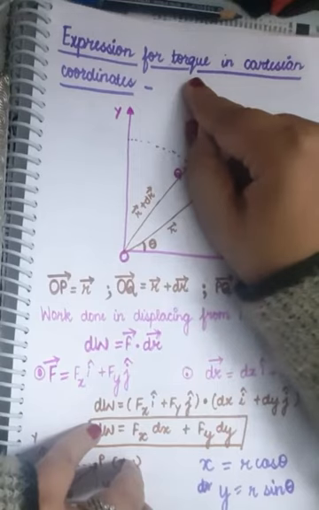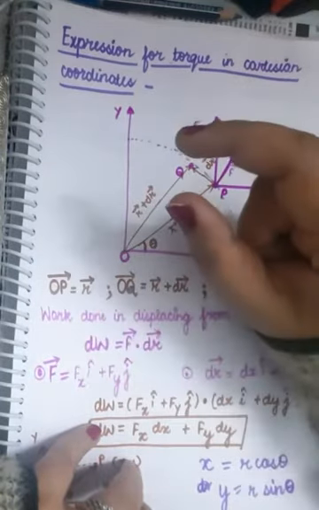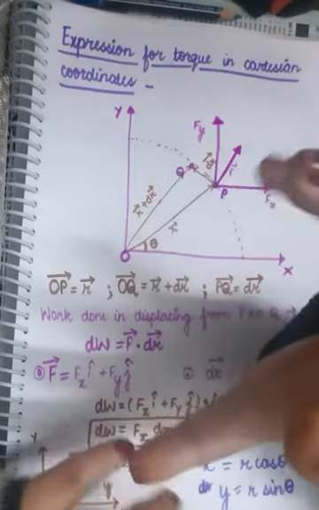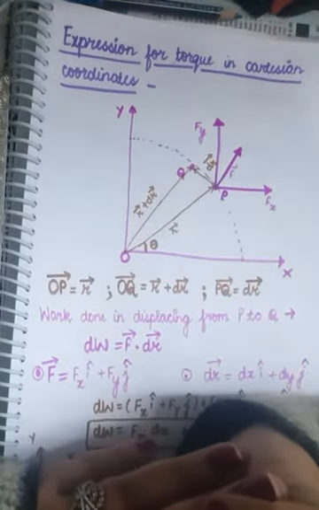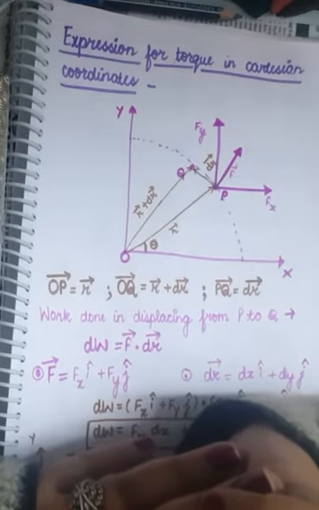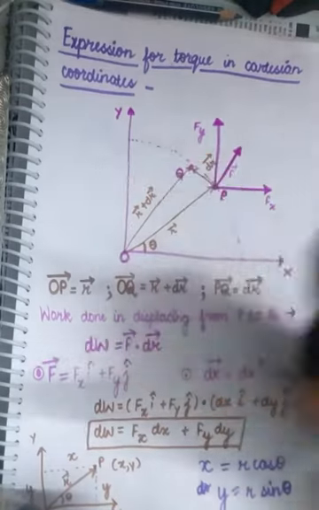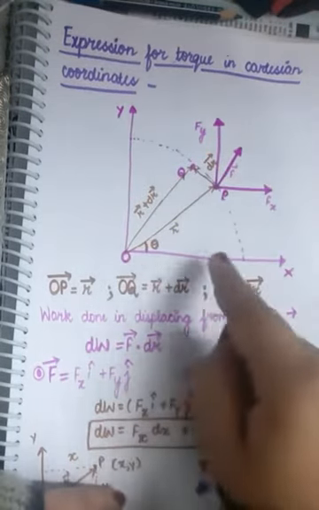Torque is given by rF sin theta, right? Where r refers to the distance from the fixed axis to the point where you are applying the force, F refers to the force that you have applied, and theta refers to the angle between the r vector and the F vector. So let's have a look here.